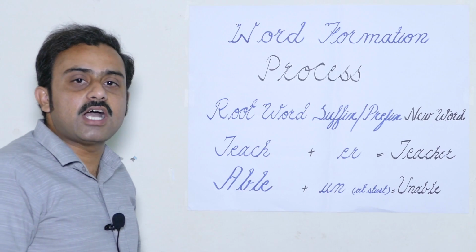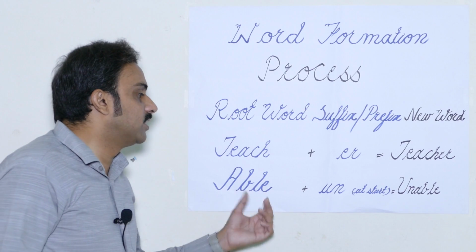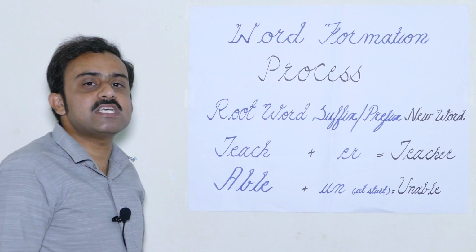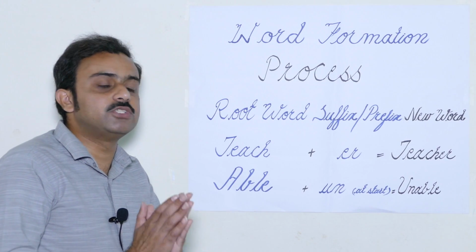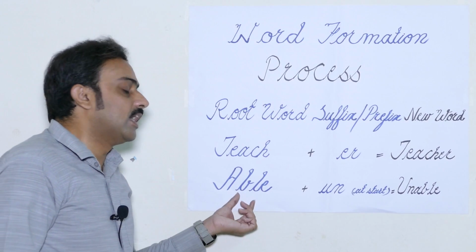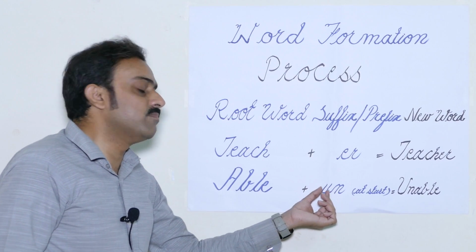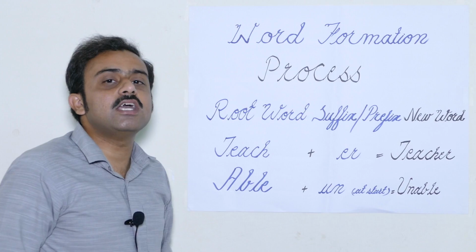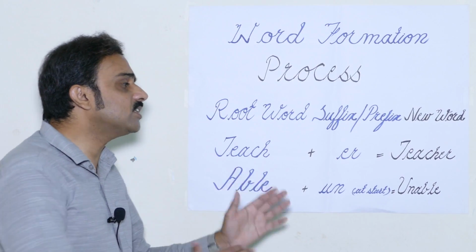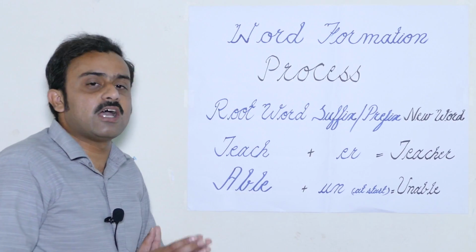Similarly, another word I have, again a root word, is able, A-B-L-E, and I add the prefix un. Prefix means the minimal meaningful grammatical unit which is added at the start, or in front of, the root word. Able is the main word, and I added the morpheme un before able. So it became unable. Now this is a newly formed word. So this whole process is the word formation process, and we call it affixation.